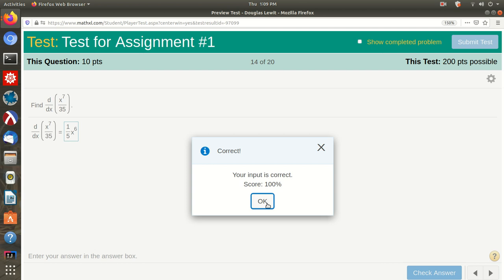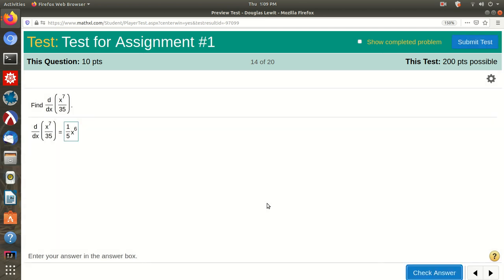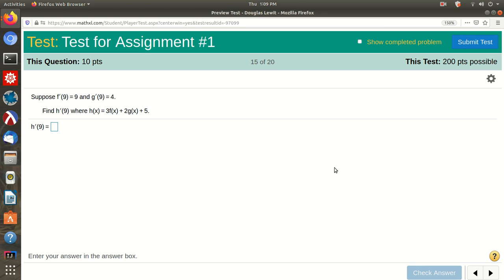Okay, your input is correct. Score 100%. Okay, next question. Oh, let's see. Suppose f prime of 9 is equal to 9 and g prime of 9 is equal to 4. Find h prime of 9 where h of x is equal to 3 times f of x plus 2 times g of x plus 5.